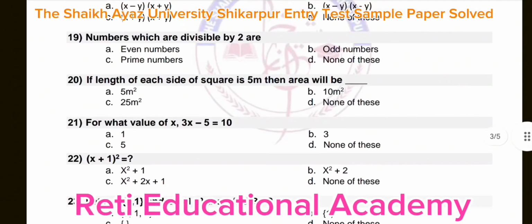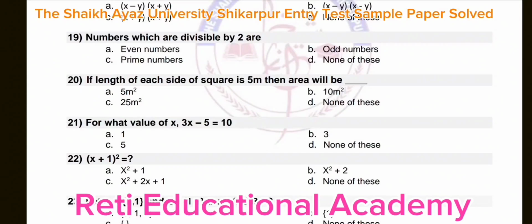Question number 21. For what value of x is 3x minus 5 equal to 10? Same formula. Put the value of x from the options. Put option C, 5: 3 into 5 it will be 15, 15 minus 5 is equal to 10. So option C is correct in question number 21.